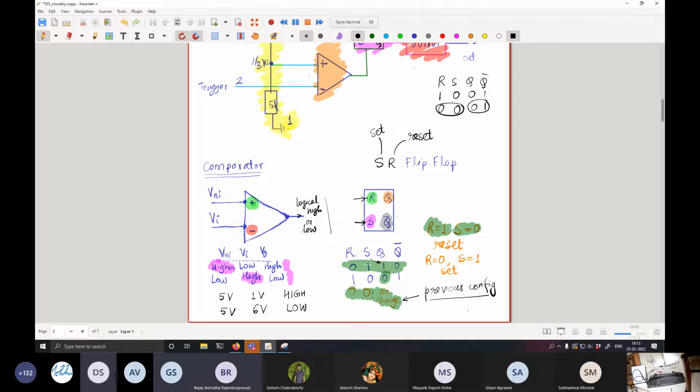Sir, so this 0, 0 can be used so that when we want to change the RS configuration, we first get it to 0, 0 and then we change the other thing. Yes, if you want to do it that way, but the three circuits that I'm going to show you, they all do it internally. They're very smart circuits. Okay. Okay.